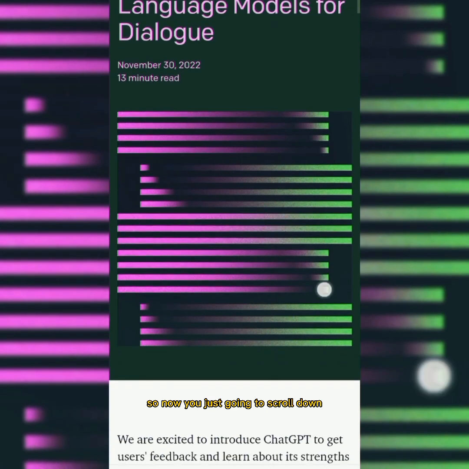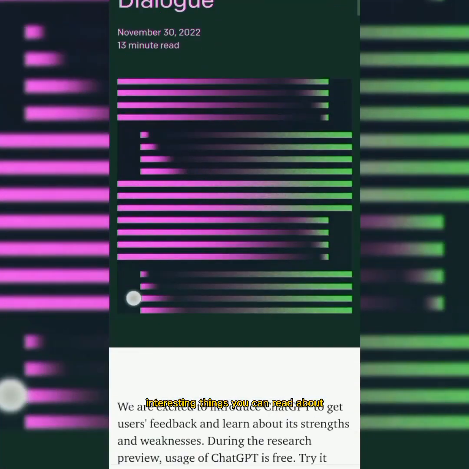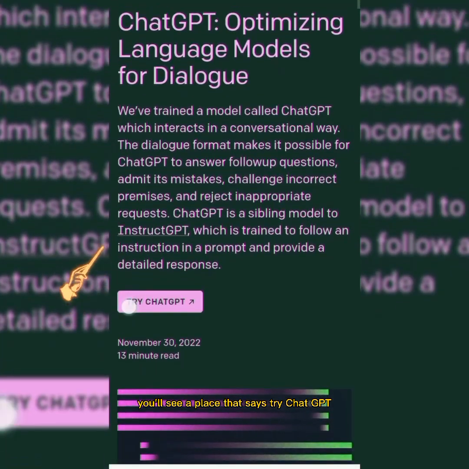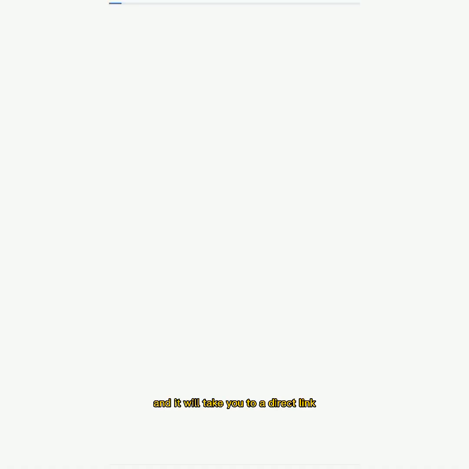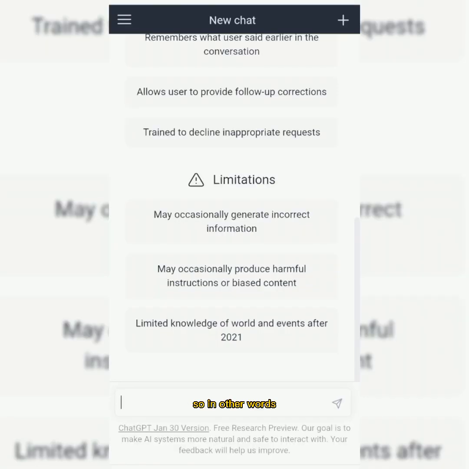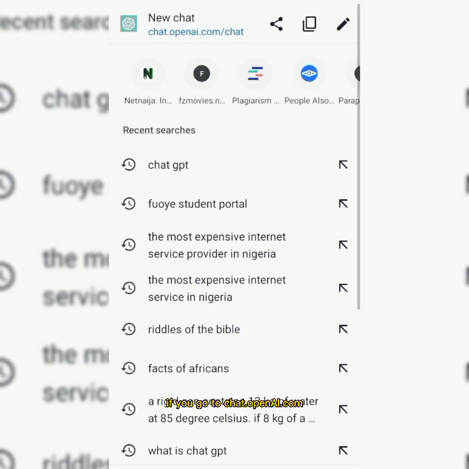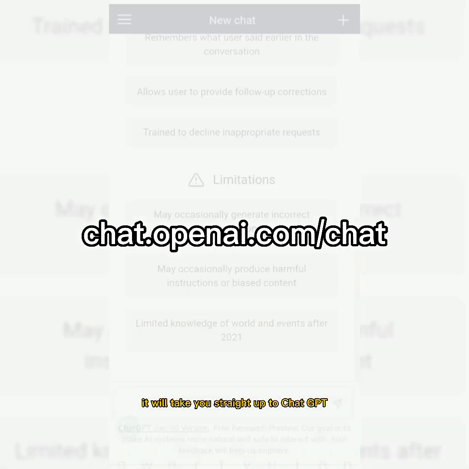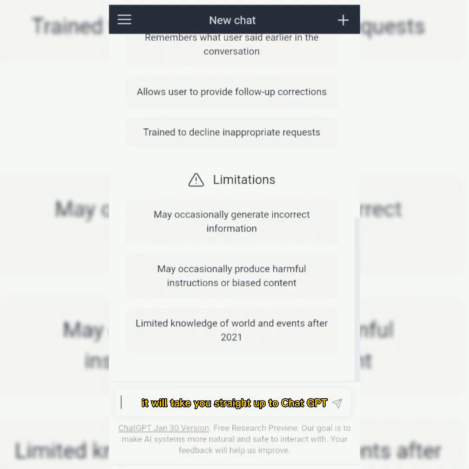So you're just going to scroll down. There are some interesting things you can read about ChatGPT on this particular blog. But once you scroll down, you see a place that says try ChatGPT. So just click on it and it will take you to a direct link that you can use to access the AI tool. So in other words, if you go to chat.openai.com/chat, it will take you straight up to ChatGPT.